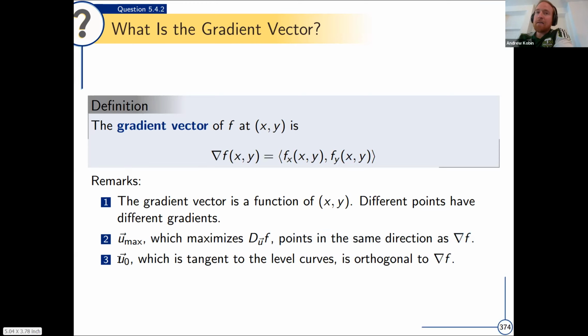On the other hand, the direction of minimal increase, which, the notation isn't very consistent, but u sub 0 is what the book uses, the direction in which the directional derivative is minimized will turn out to be tangent to the level curves. And if you think about it, along a level curve, the height of the function is not changing, so it makes sense for that to be the minimal rate of change of the function. And a tangent vector to one of those level curves should give you the direction of minimal increase. This turns out to be orthogonal to the gradient vector.